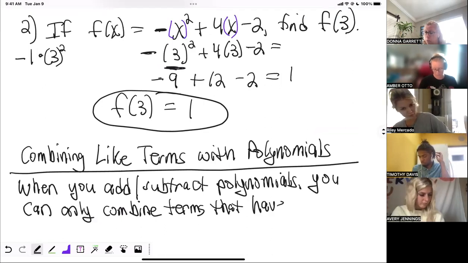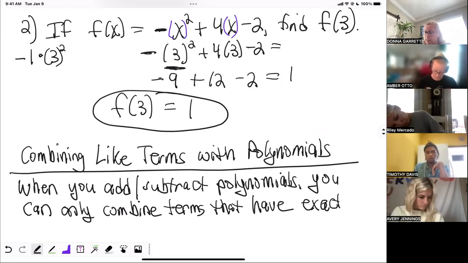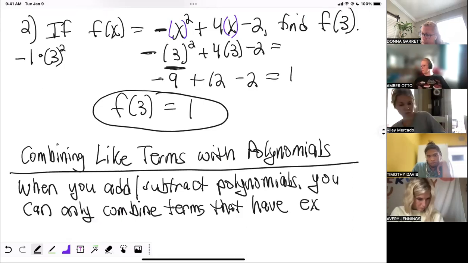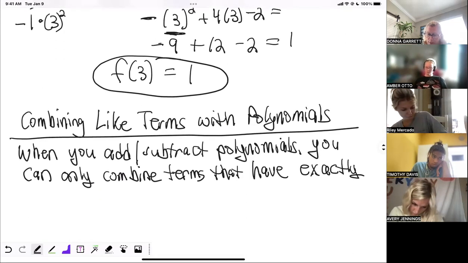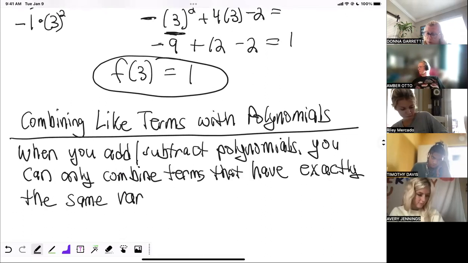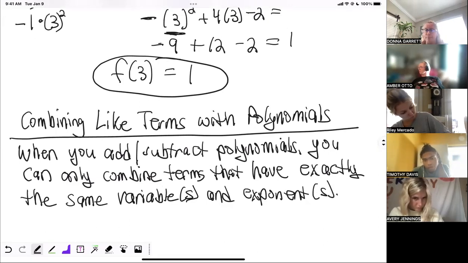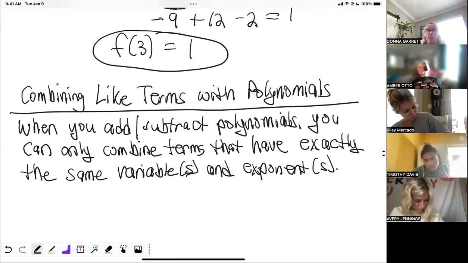that have, I'm going to say the word exactly, that's not exactly, have exactly the same variable. I'm going to put an S on there because it could be more than one, and exponent. And I'm also going to put an S on that because it could be more than one. They have to be identical. Same variables, same exponent.